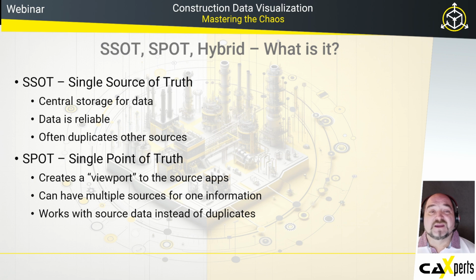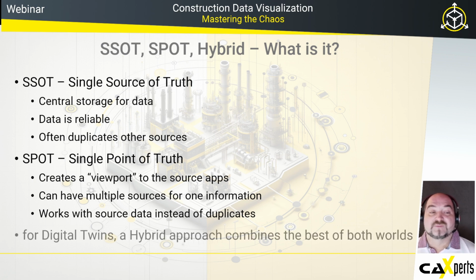So what does this mean in the world of digital twins? For digital twins, a hybrid approach actually combines the best of both worlds. This means you have systems that collect the data and make sure that they're the single source for this information, so making this data reliable, while you have on top of that an SPOT, a single point of truth, where all the data is accessible.